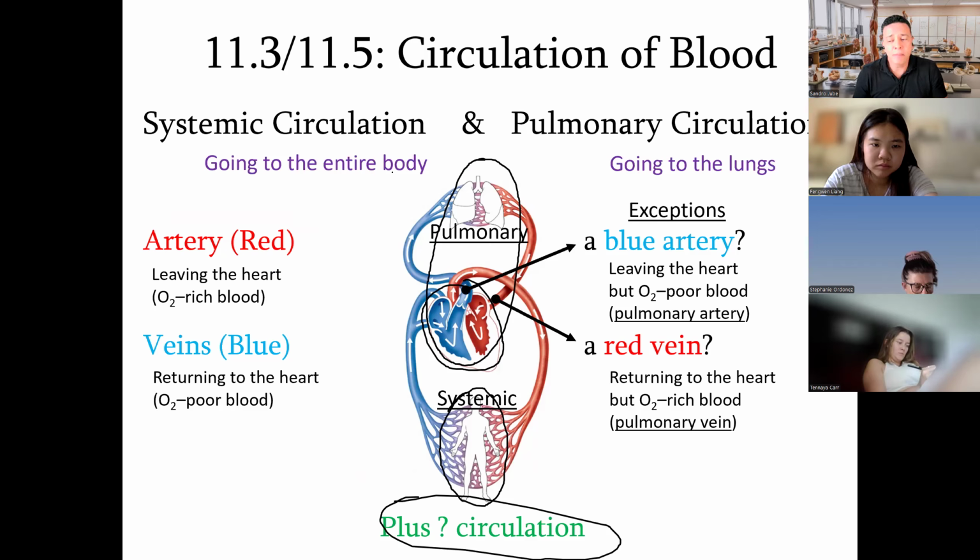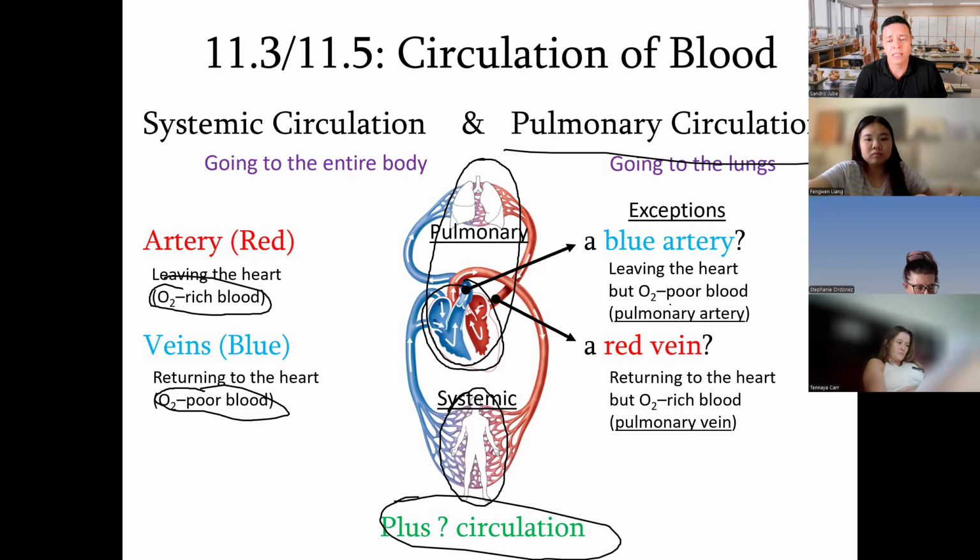Now, in the systemic circulation, the arteries are carrying oxygen-rich blood, and the veins are carrying oxygen-poor blood. But look at this, guys. In the pulmonary circulation, that is the opposite. In the pulmonary circulation, the arteries are carrying deoxygenated blood, and the veins are carrying oxygen-rich blood. So this is why we cannot say that an artery always carries oxygenated blood, because it is not always true. It is true for the systemic circulation, not true for the pulmonary circulation. Okay.